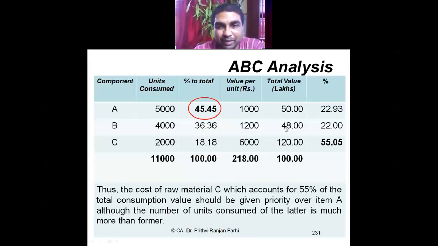So total value here will be 50 lakh. Here value will be 40 lakh. Here value will be 120 lakh. Where is value high? In the third case. Okay, third case, you see total value, percentage wise, it is 55%. Therefore, more attention should be given to A category or C category? C category. Okay, that is why we analyze the items into A, B, and C categories.